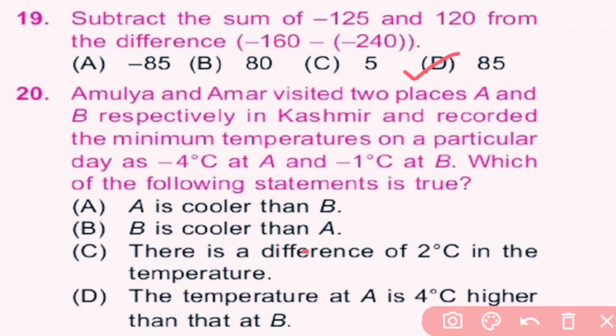Question number 20. Amulya and Amar visited two places A and B respectively in Kashmir and recorded the minimum temperature on a particular day as minus 4 degrees Celsius at A and minus 1 degree Celsius at B. Which of the following statements is true? Here the temperature at A is minus 4 and the temperature at B is minus 1, and minus 4 is smaller than minus 1. So place A is cooler than place B. Option A, A is cooler than B. So A is the correct answer.